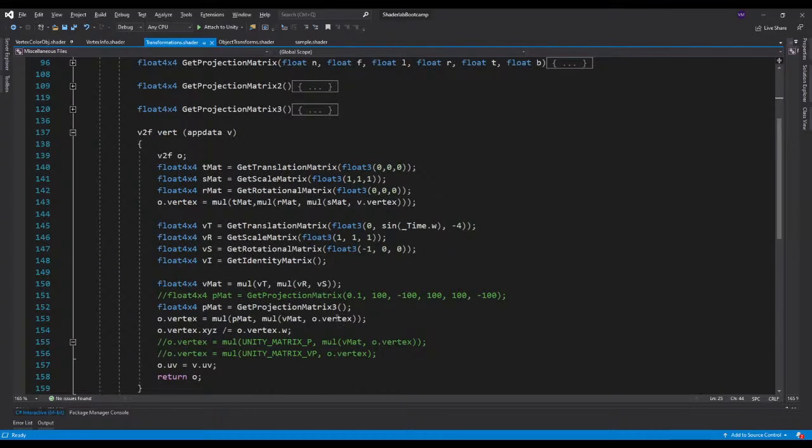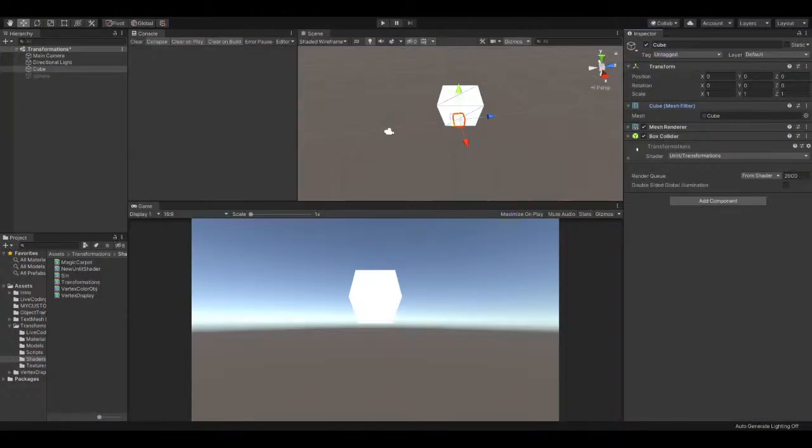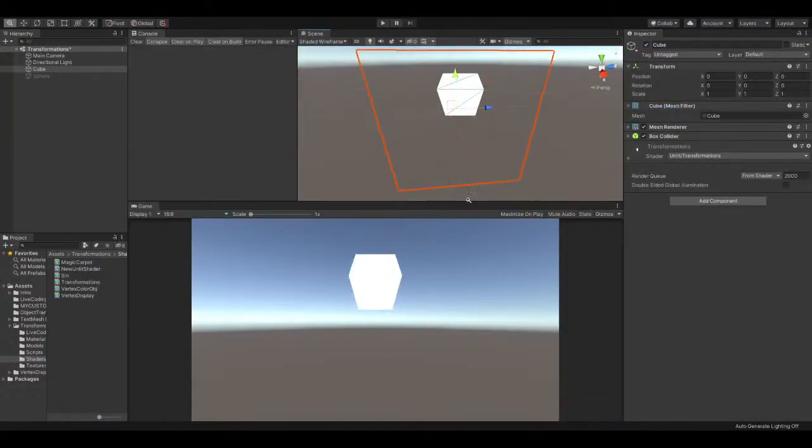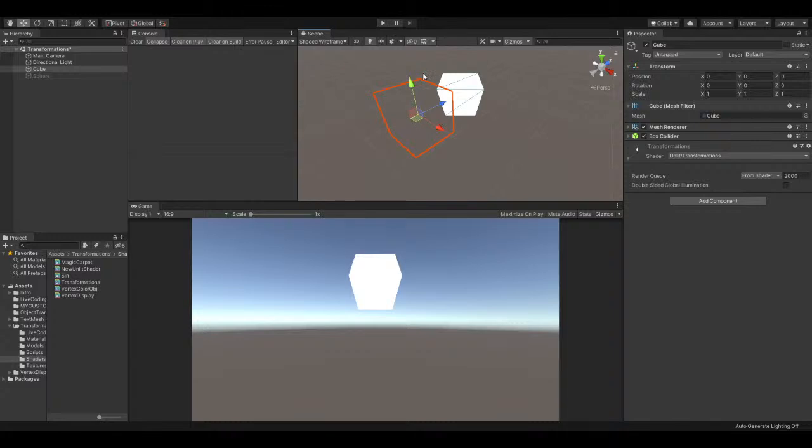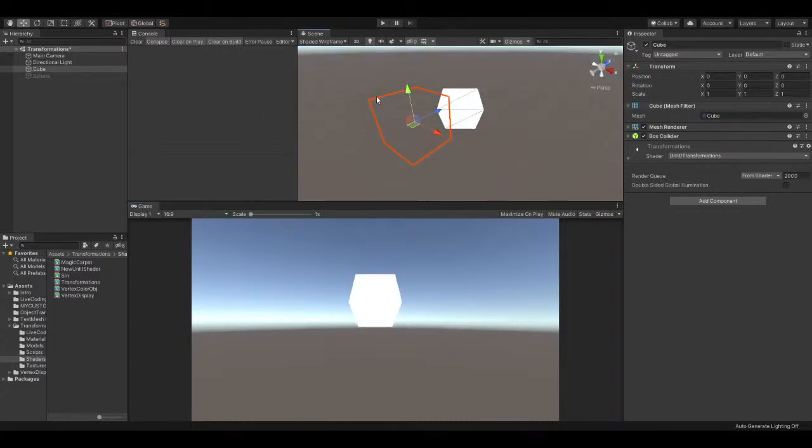Okay, now is the time to tweak. So guys, if you see in Unity right now, the actual cube is like this. Can you see the bounding box of the cube? The actual cube is like this, but in the camera we are seeing like this. The reason for this is very simple. The actual cube present here is being transformed to look like this within a shader itself. How? It's very simple, guys.